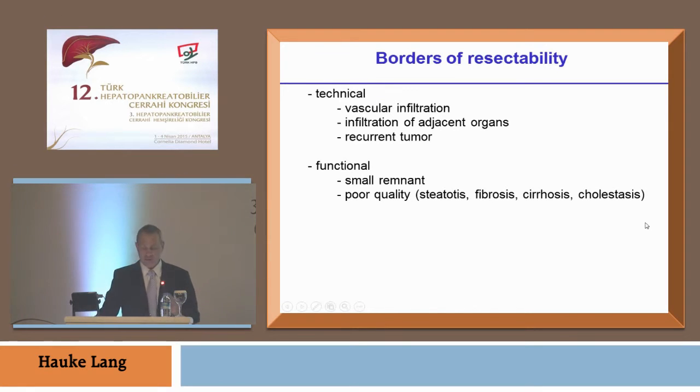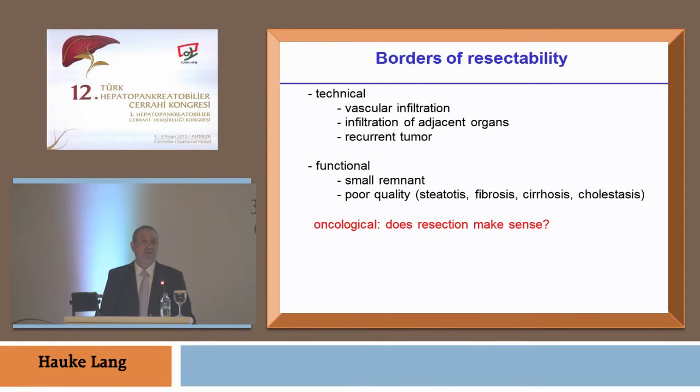Yes, we have to talk about two things. What does it mean, resectability or the borderline resectability? Once from the technical point of view, it's mainly when we have vascular infiltration of other organs or recurrent tumor. And of course, we have to talk about the functional aspect. We have a small remnant, but also if we have poor quality of the liver, it means steatosis, fibrosis, cirrhosis, or cholestasis.